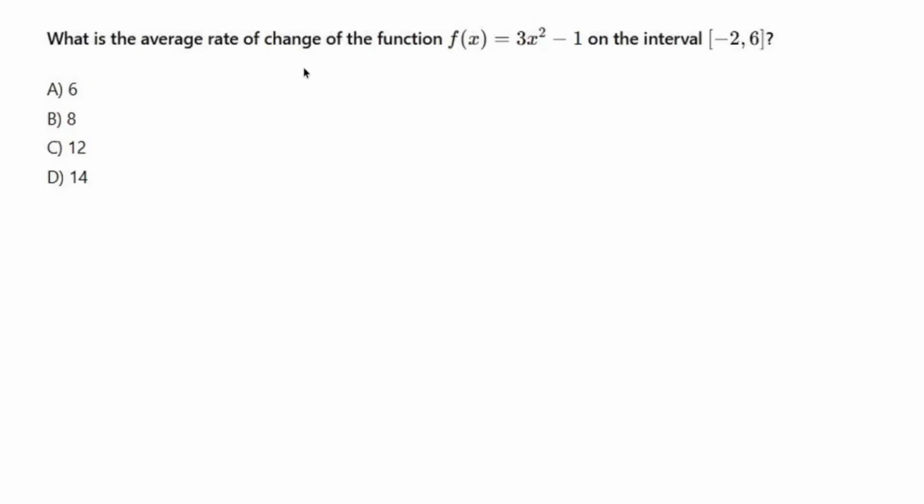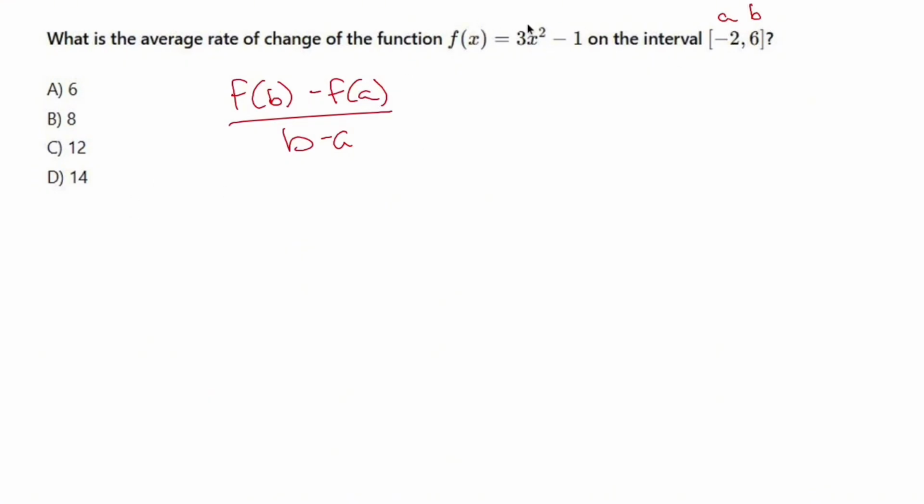What is the average rate of change of the function f(x) = 3x² - 1 on the interval [-2, 6]? The average rate of change is found by doing (f(b) - f(a)) / (b - a). What's a and b? Well, that's going to be your interval. So I already have my a, I have my b.